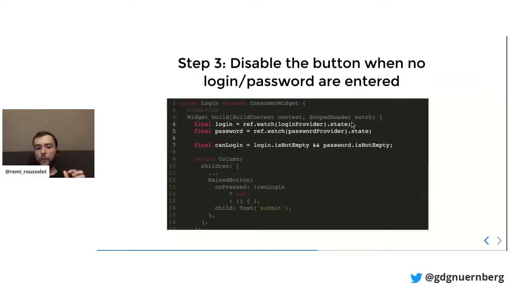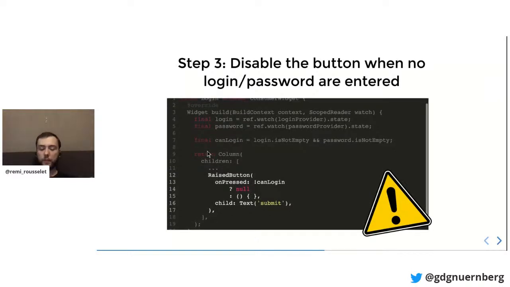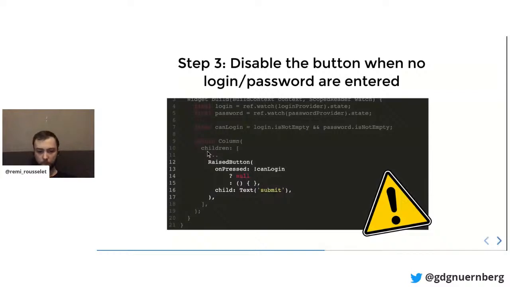So what we want to do would be to disable the raise button when we didn't provide both a username and a password. An easy way to do that would be to listen to both the state of the login and the state of the password inside the widget, and then make a Boolean based on both of these strings, such that if there is both a username and a password, then we can submit the form. If not, then we can't.